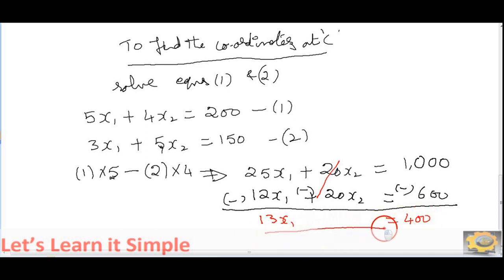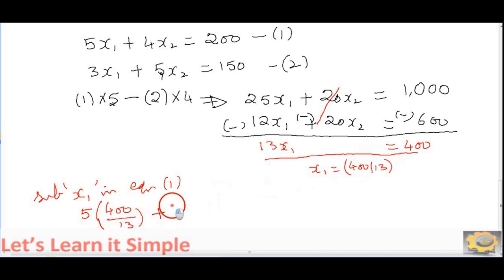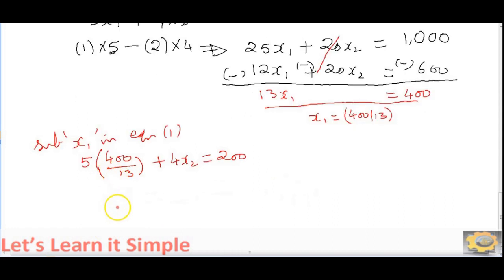So this will give x1 as 400 by 13. Now to get x2, substitute x1 in equation 1 or 2. Let me substitute in equation 1. So equation 1 is 5 times x1, where x1 is 400 by 13, plus 4x2 equals 200. So we need to solve this.